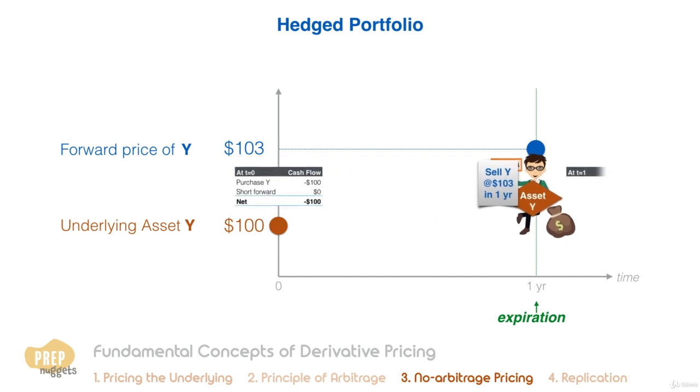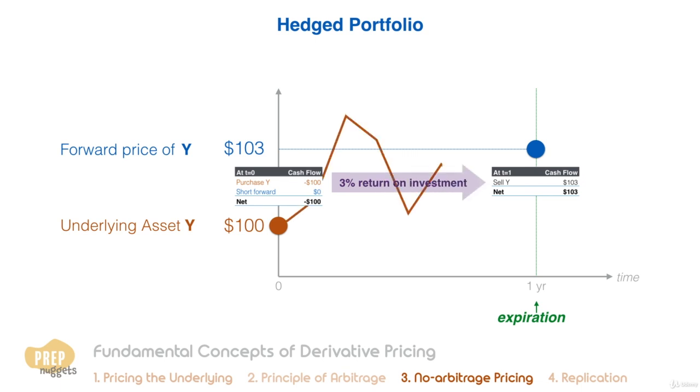At expiration, the investor is obligated to sell the asset at $103 to close the short position. The investor simply delivers the asset which he owns and collects $103 regardless of the market price of the asset at expiration. The investor earns $3 in a year, or a 3% return, without taking any risk of the underlying asset other than the counterparty risk. The investor will get a 3% return regardless of the price of the underlying at expiration.